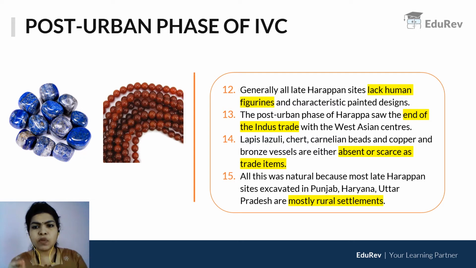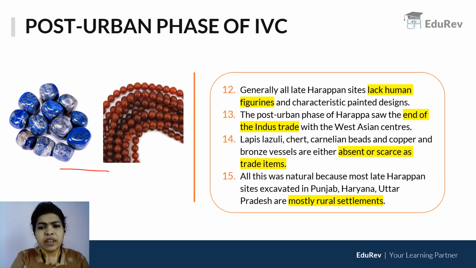The post-urban phase of Harappa saw the end of the Indus trade with the West Asian centers. Trade and commerce practically disappeared, and certain very important, you can call precious stones and beads, lost their importance. They were practically not found. Lapis lazuli, chert, carnelian beads, and copper and bronze vessels are either absent or scarce as trade items. Now understand, though copper was an important part of this post-urban phase, copper as a part of the trade items is very, very little.